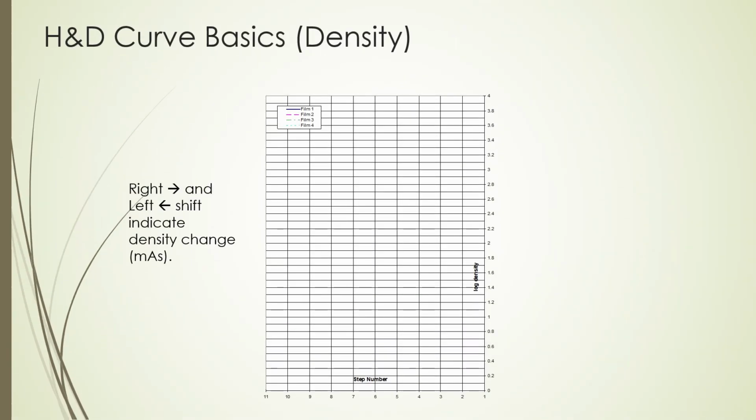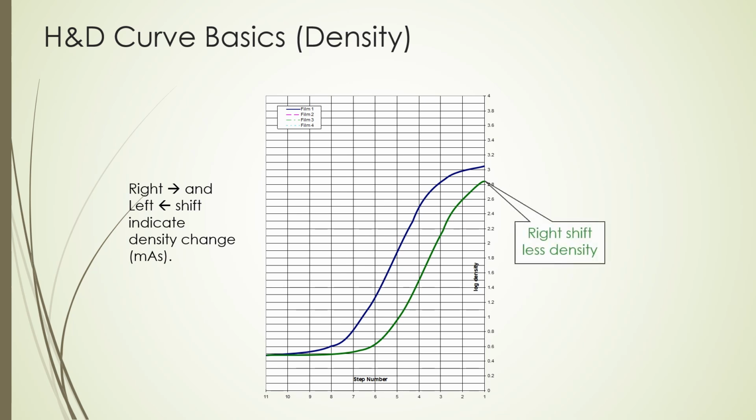While the curve's slope indicates contrast, the position of the curve determines the average density. Contrast and density can be altered independent of one another by manipulation of kVp, mAs, or other radiographic variables. First, let's draw a reference curve. If we draw a second curve to the right of the first, the curve would indicate an exposure with less density than the first. And this curve indicates an exposure with more density than the first.